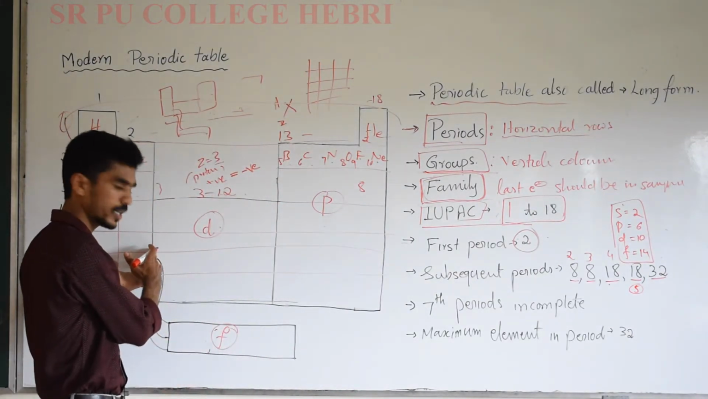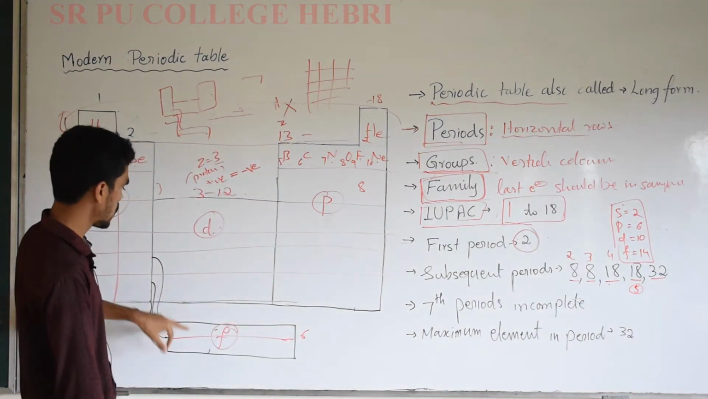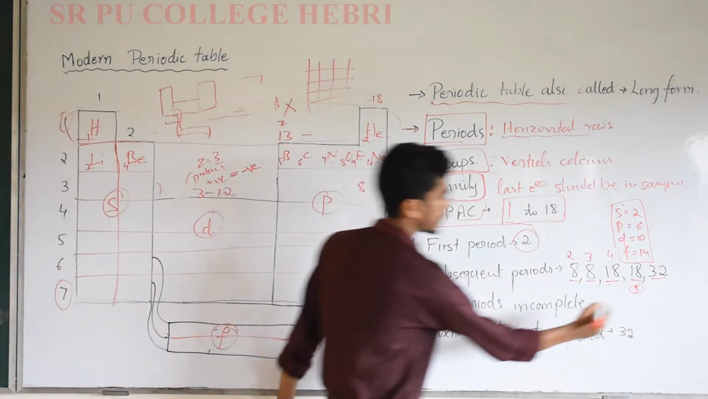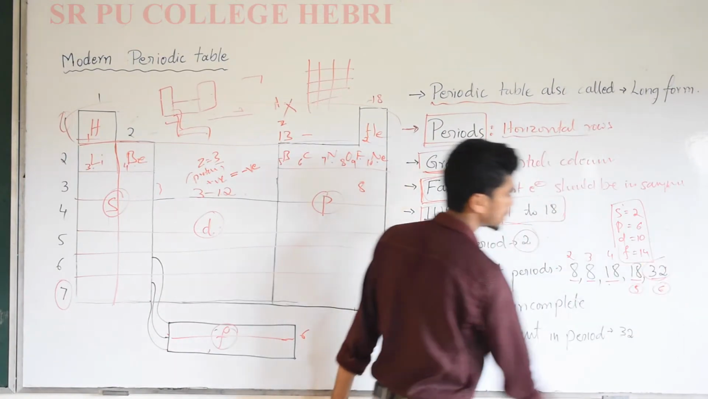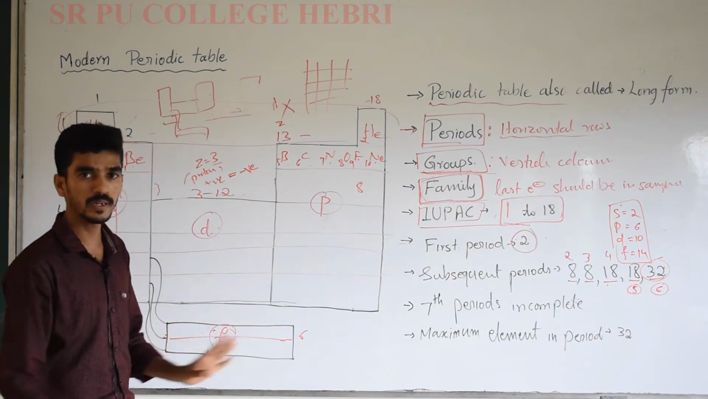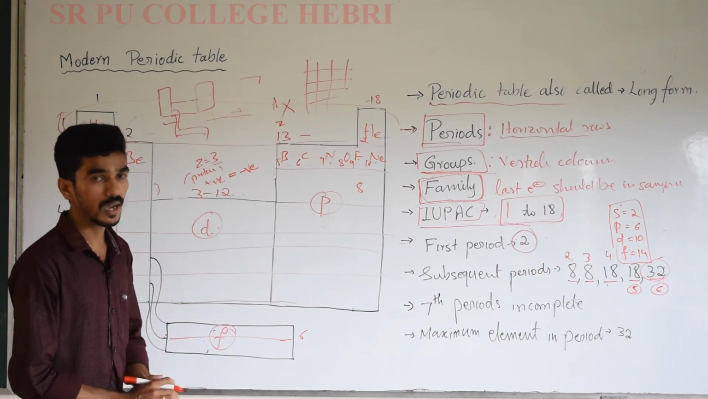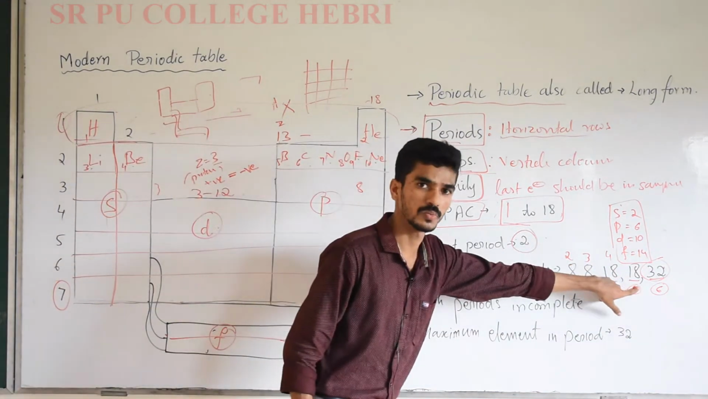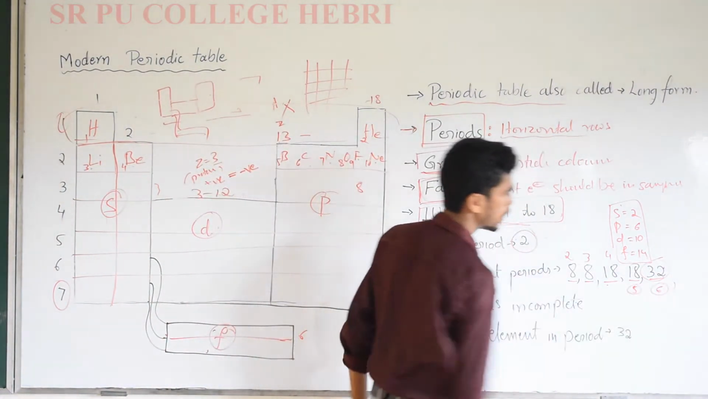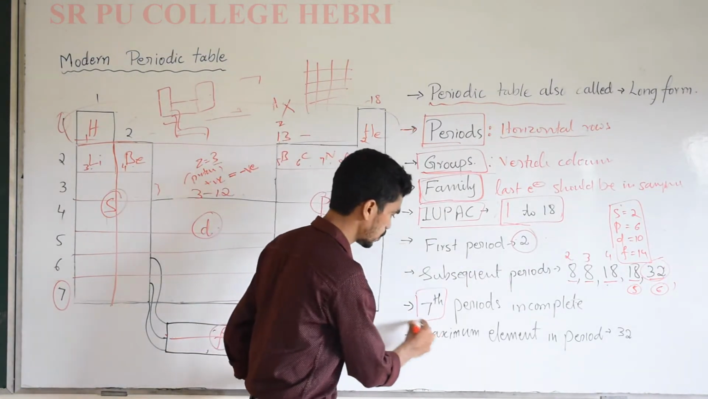The continuation that is here is written here. This should be the 6th period. So 14 elements extra: 18 plus 14 equals 32. So in the 6th period there are 32 elements present. After that, in the 7th period, some elements are not yet discovered, so lesser than 32 elements are present, only in the 7th period.